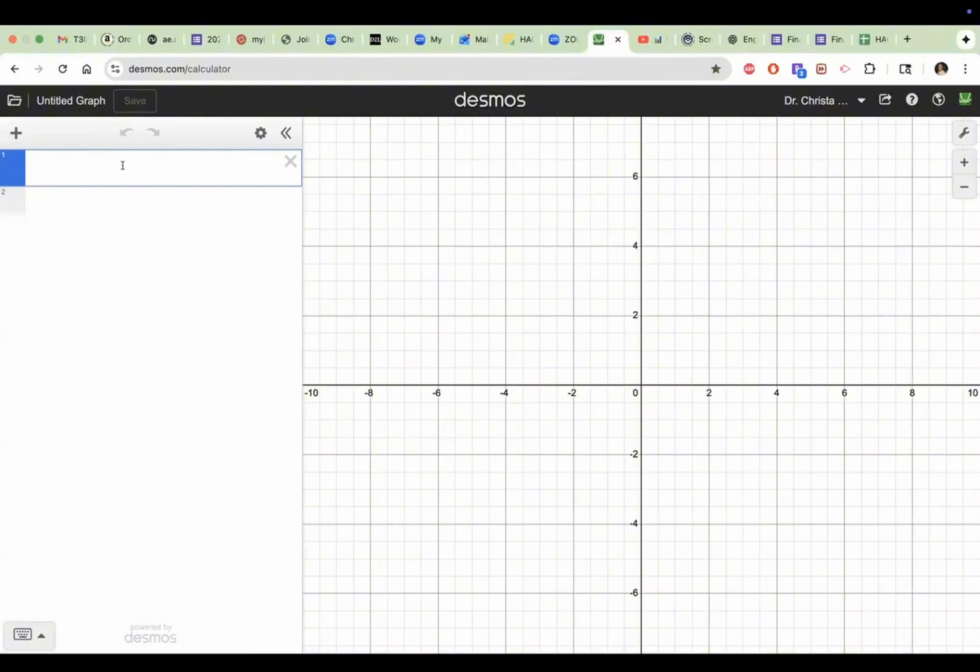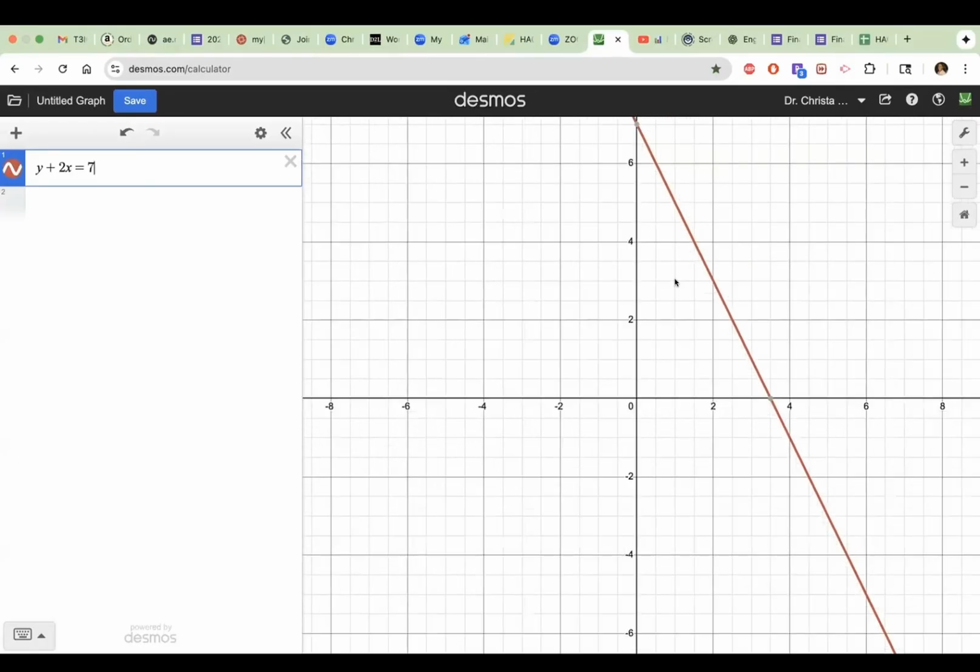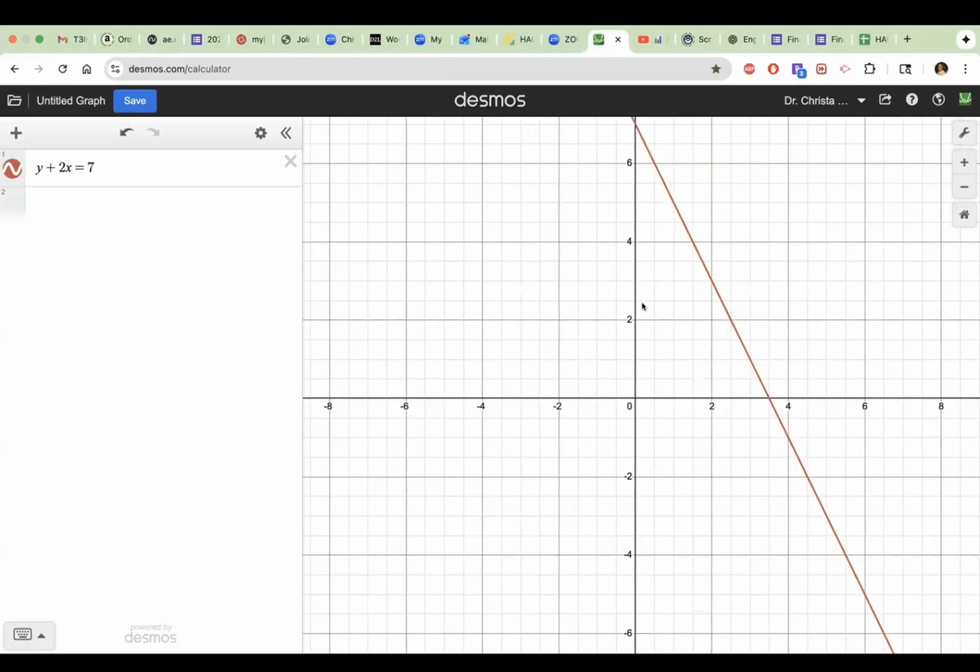Anyway, so the equation I think it was, and I'm going to show you, you can write it in different forms, but it's still the same line: y plus 2x equals 7. Do be careful with Desmos. There's all kinds of YouTube videos on Desmos. I've made a couple of them, but the how-tos, the basics, I haven't done.